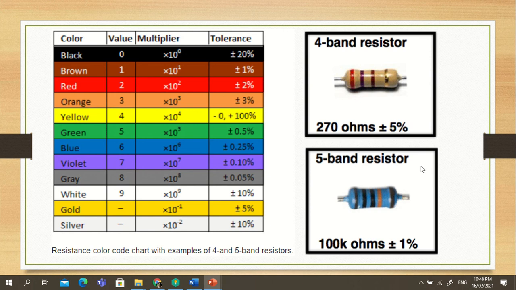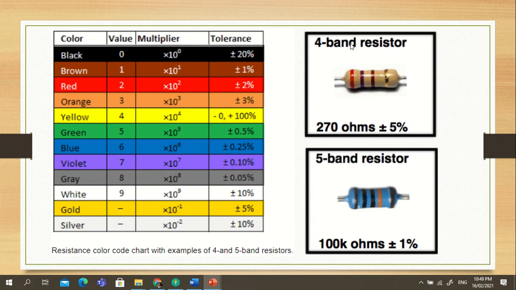But for the 5-band resistor, the first three numbers you just write down. First, we have brown, which is 1. Okay, so write that down. The next value is black, so write down 0. The next is black also, so write it down. Then the fourth band is the multiplier. So you look at the multiplier on the fourth band. That is for the 5-band resistor.